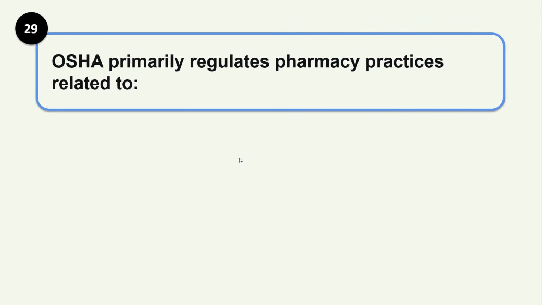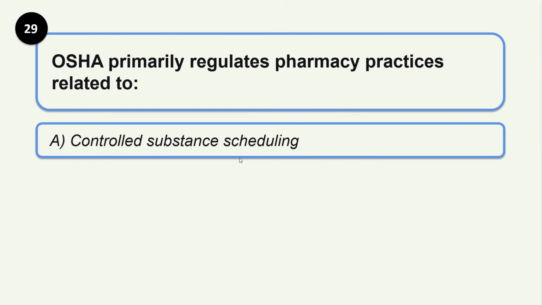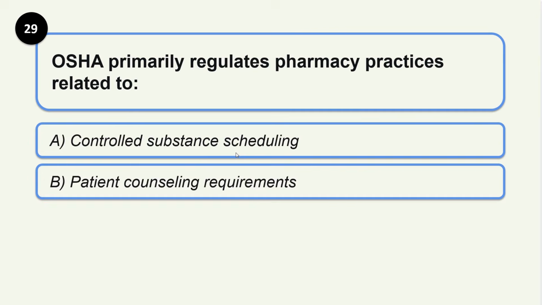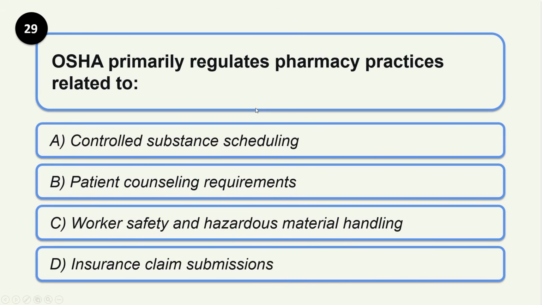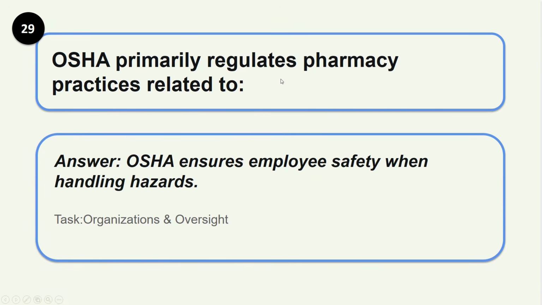Next, OSHA primarily regulates pharmacy practices related to: A. controlled substance scheduling, B. patient counseling requirements, C. worker safety and hazardous material handling, and D. insurance claim submission. The correct answer is C. OSHA ensures employee safety when handling hazardous substances.